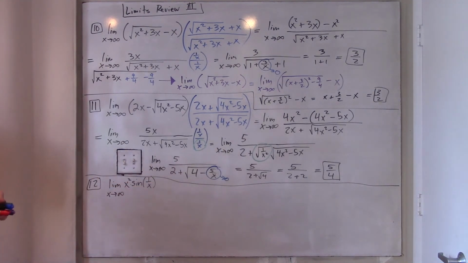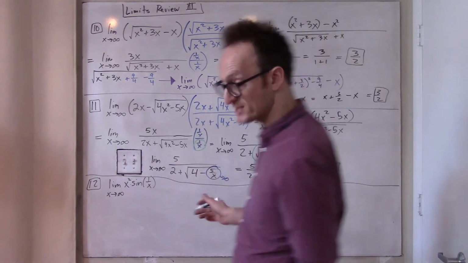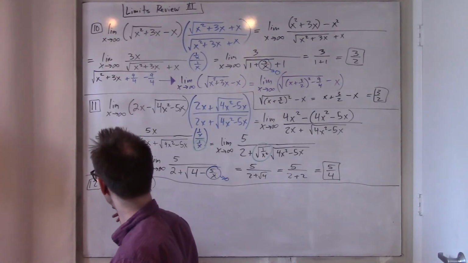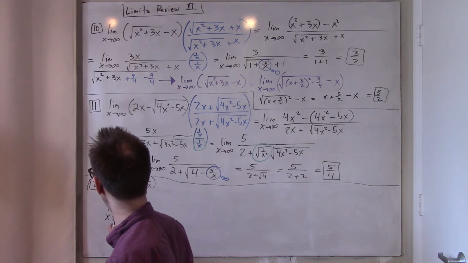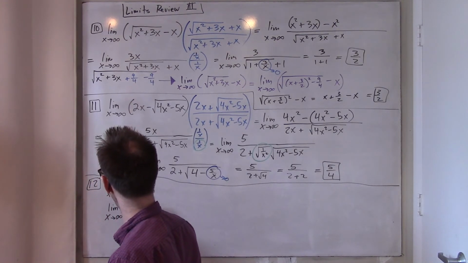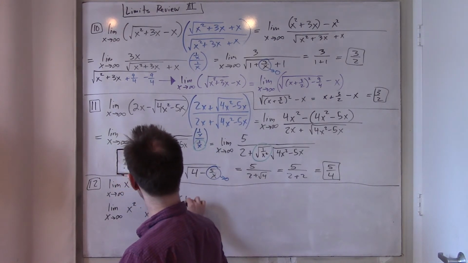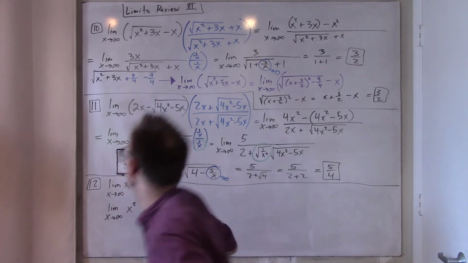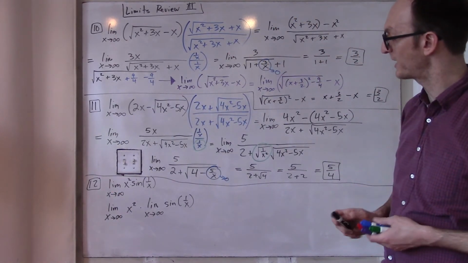And so you might be thinking, well, okay, can't I just split this up? That's a good idea, maybe. So this is a product after all. So let me split it up into the limit as x approaches infinity of x squared, and the limit as x approaches infinity of sine 1 over x? Well, I don't think so, right? That's just simply not going to work.